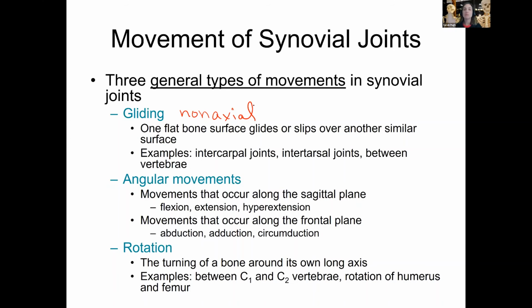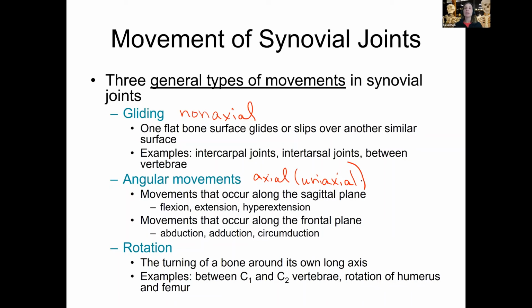Angular movements, these are moving along a plane. So some angular movements that are a little more specific that we might find might be some uniaxial movements like flexion, right? Extension, hyperextension. Other movements are things like abduction, adduction, and circumduction. I'm going to go over all of those with you. I'm going to show you pictures of all of those, okay? But those are all types of angular or axial movements, like uniaxial or biaxial.